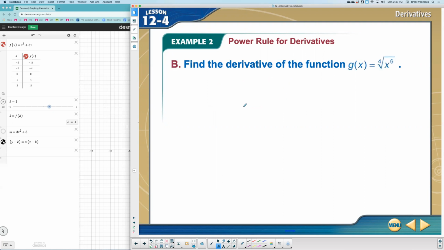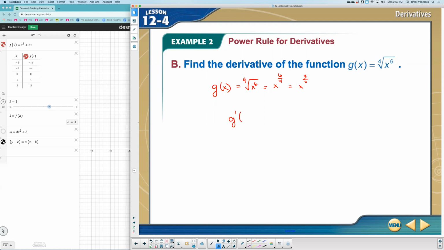Okay, so part B here, it says g of x equals the 4th root of x to the 6th. A very important conversion you need to know is that if g of x is the 4th root of x to the power of 6, that means g of x could also be written as x to the power of 6 divided by 4. You could rewrite it that way, which in turn we could simplify. 6 and 4 could both be reduced. The value of 2 goes into both the numerator and denominator. You could rewrite that as 3 halves. Okay, so what would g prime be?